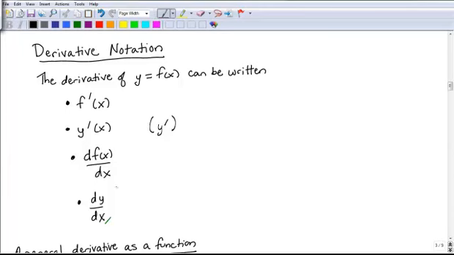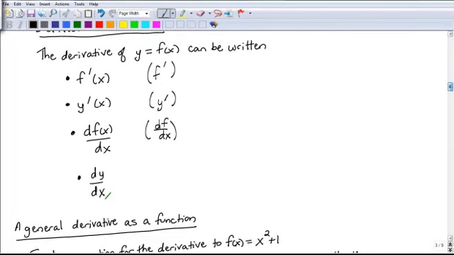df of x over dx. Sometimes you'll see df over dx. dy over dx. Same idea. So these are four notations. Sometimes they don't put the x in. That's what that stuff tells you. Sometimes they'll write f prime as well.